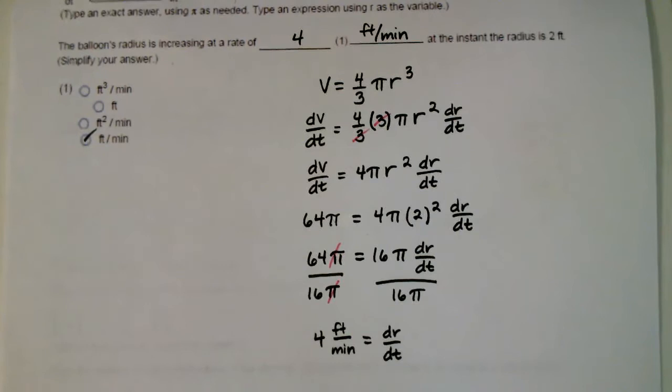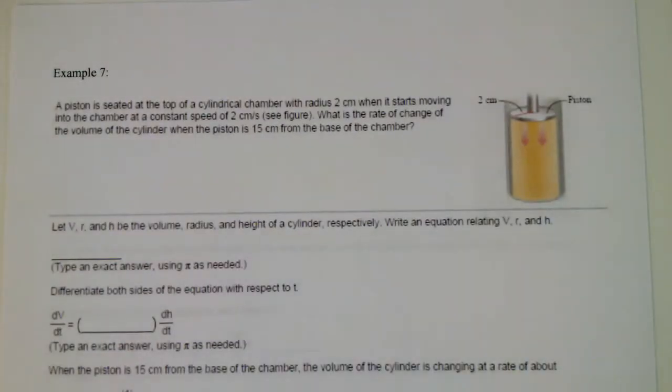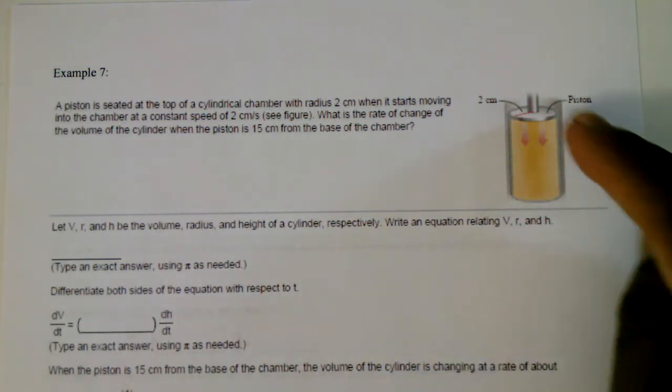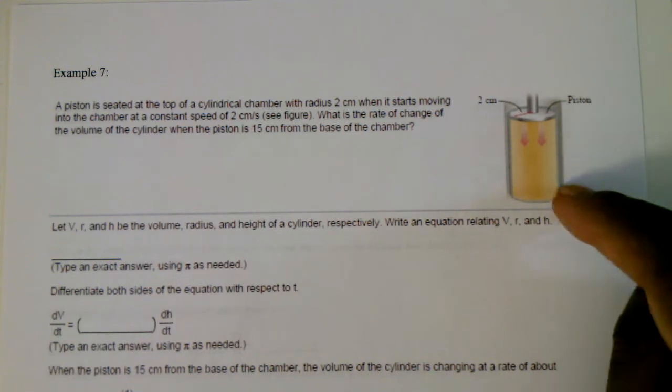Okay, let's look at example 7. It says here a piston is seated at the top of a cylindrical chamber with radius 2 centimeters when it starts moving into the chamber at a constant speed of 2 centimeters per second. What is the rate of change of the volume of the cylinder when the piston is 15 centimeters from the base of the chamber? All right, now here we have an illustration of just that.